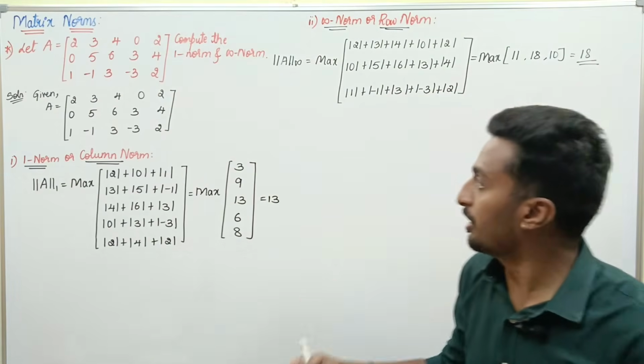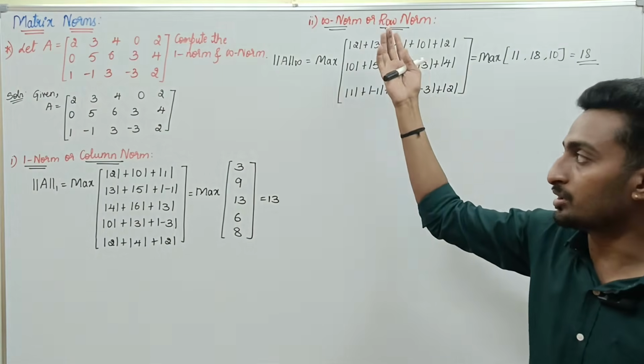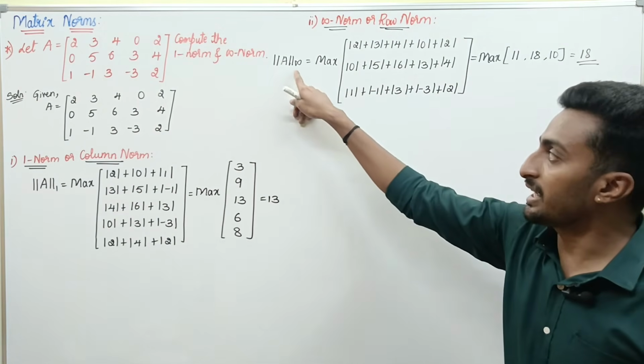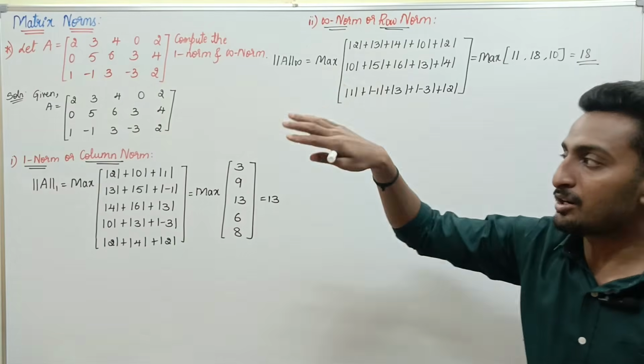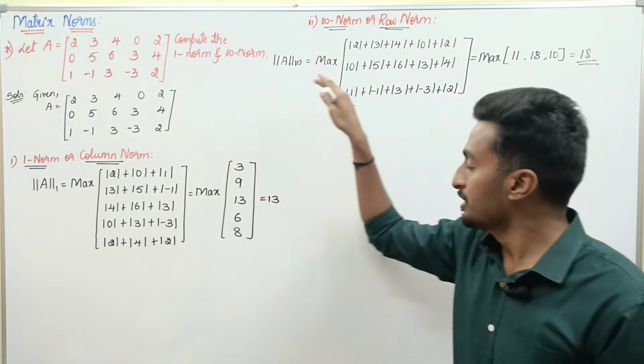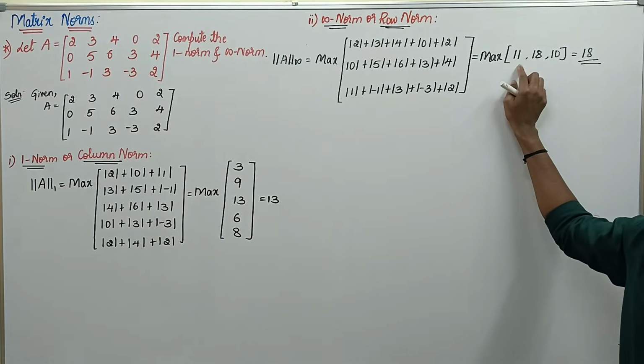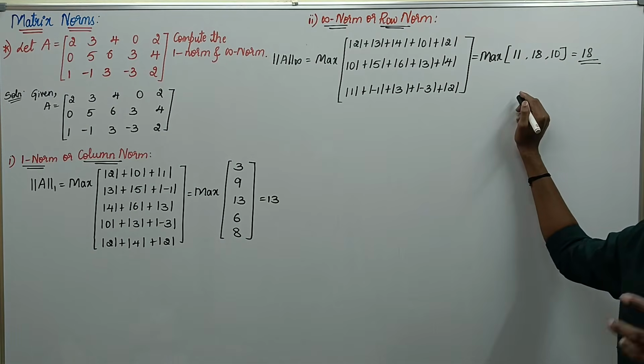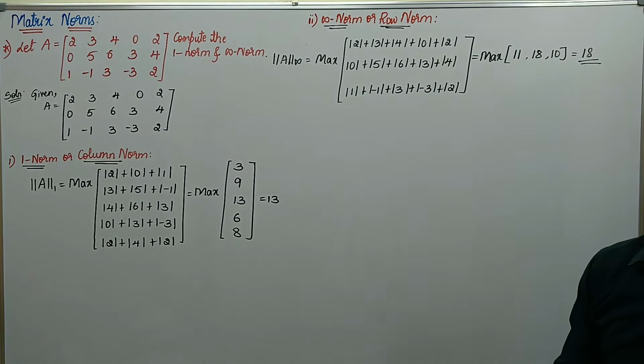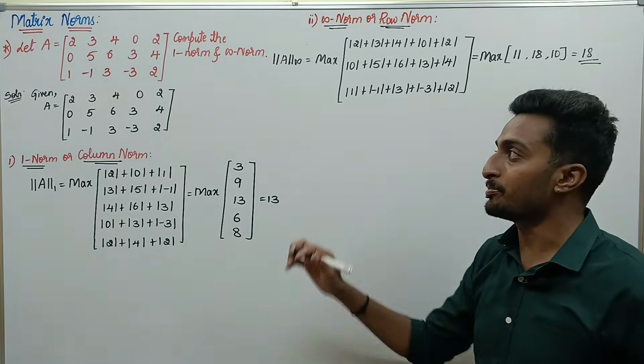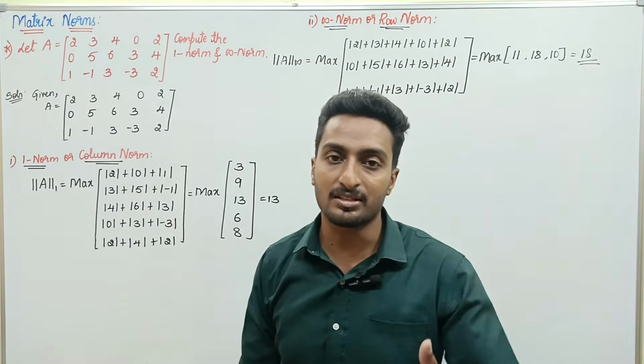Similarly, repeat it for the infinity norm or row norm. In this row norm, norm A infinity is equal to the maximum, adding row wise. If you add row wise, you get three values: 11, 18, 10. Which is the maximum number? That is 18. This much is only the solution to find the matrix norms of the given matrix.